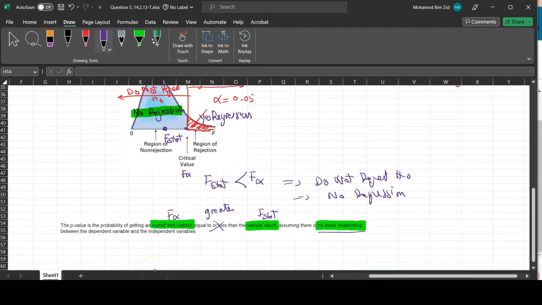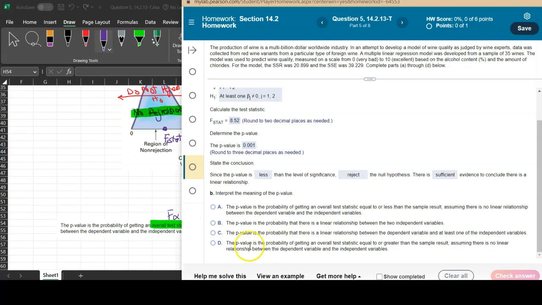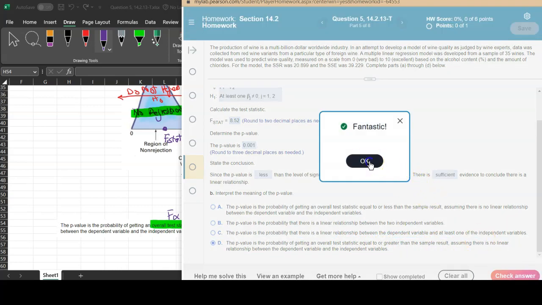All right, let's go to our problem, and a similar one to this I think is D. The p-value is the probability of getting an overall test statistic equal or greater than the sample result. Let's check it, and good.